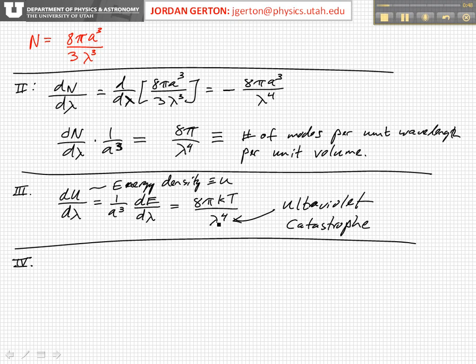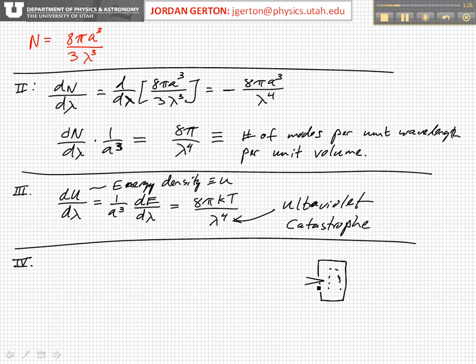But just to finish this off, what we should do is relate the energy density in the cavity per unit wavelength with the amount of power that's radiated out. Remember, what we're talking about here is a cavity with a little hole, and there's radiation inside. There's an energy density inside, and we want to know how much of that energy gets radiated out.